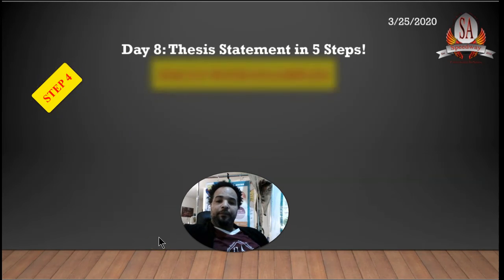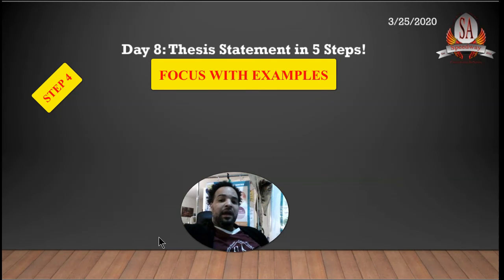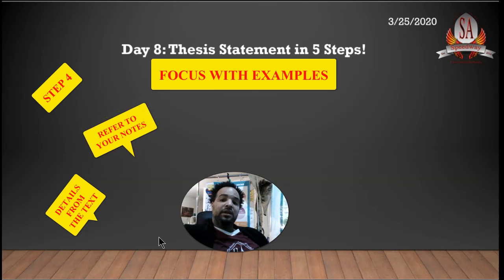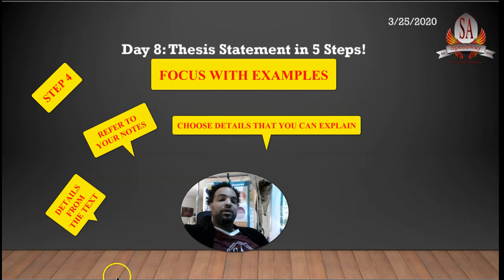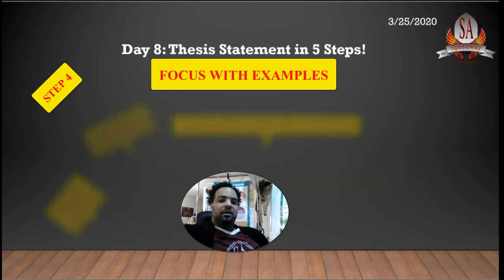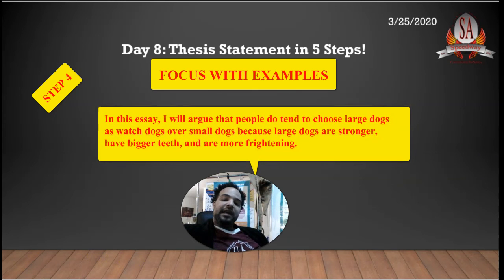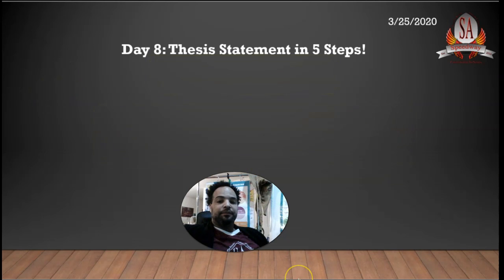This brings us to step 4. Focus with examples. At this point, you need to know which examples from the text will help you make your case about your position or opinions about the topic. So refer to your notes and choose text details that you can, 1, use to support your position, and 2, that you'll be able to explain how they support your position. Once done, your new refined and focused thesis statement may read as follows. In this essay, I will argue that people do tend to choose large dogs as watchdogs over small dogs because large dogs are stronger, have bigger teeth, and are more frightening.